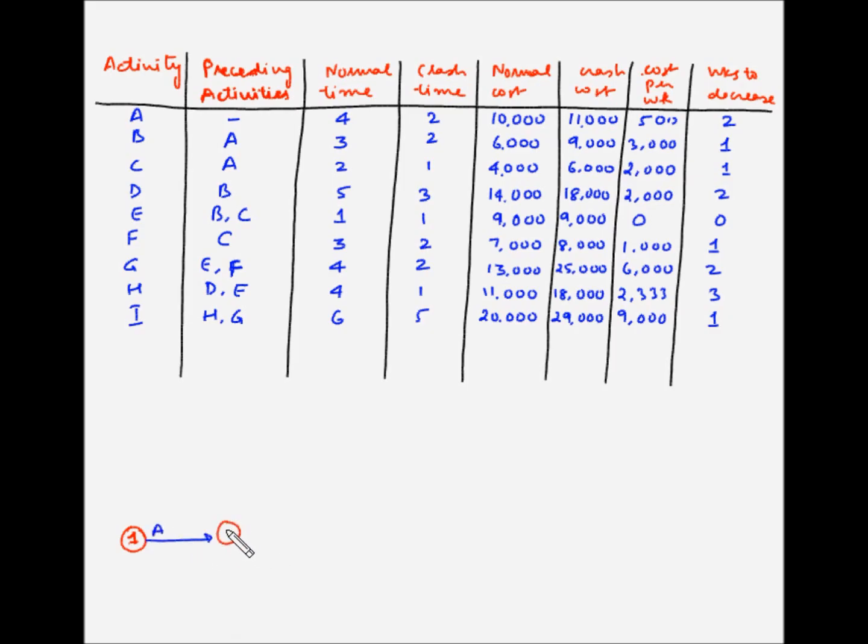This is the ending node for A. Now B and C are both dependent on the completion of A. So let's draw B and C. Let's say this is B and this is C. So we have completed A, B and C. Now next is D, which is dependent on B, and E, which is dependent on both B and C. So let's say 3 is the ending node for B and 4 is the ending node for C.